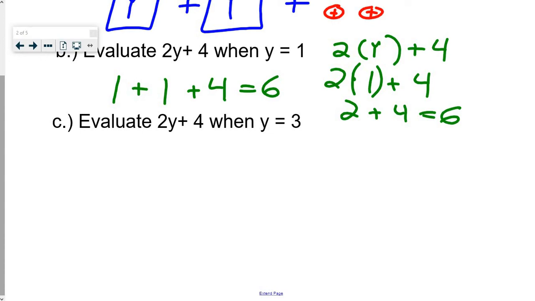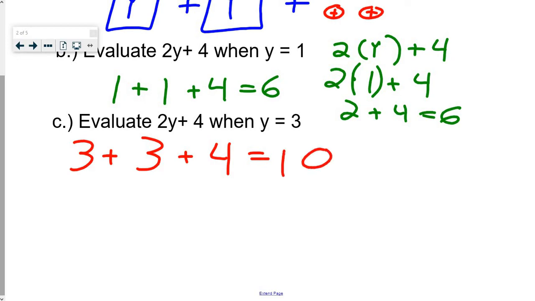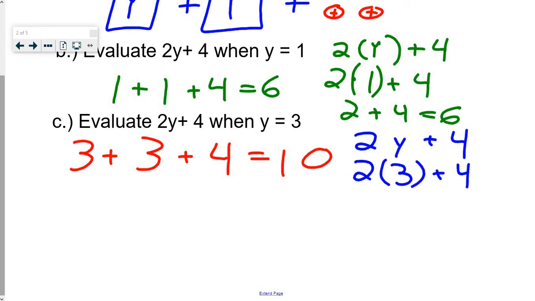So if we're going to evaluate 2y plus 4 when y equals 3, we put 3 in each cup. 3 plus 3 plus 4 equals 10. And then if we put this into the formula, 2y plus 4, 2 times 3 plus 4, 2 times 3 is 6, plus 4, and that's 10.